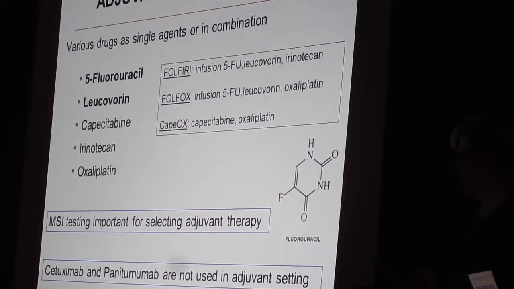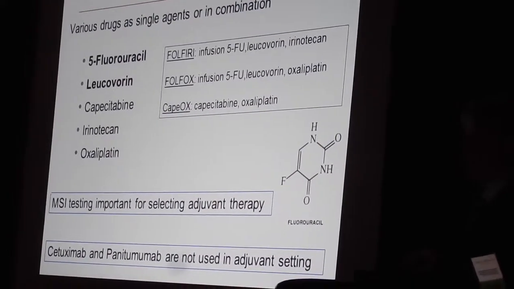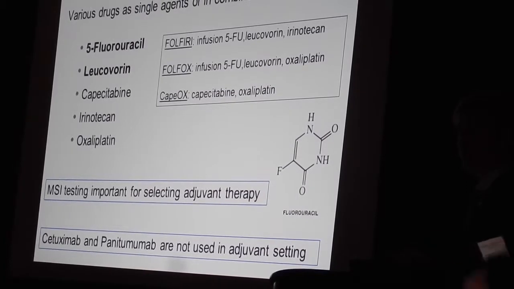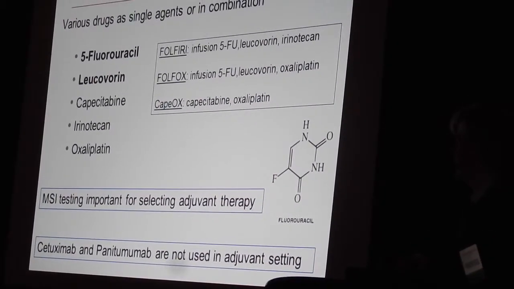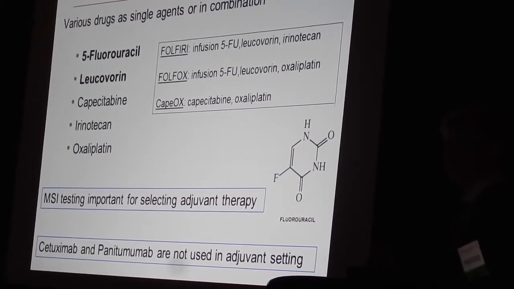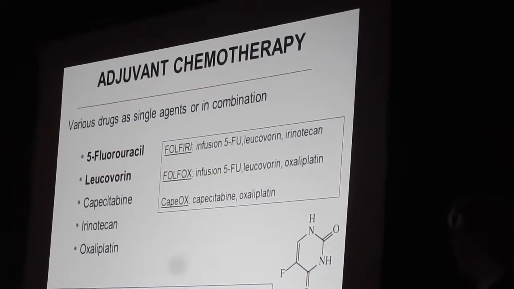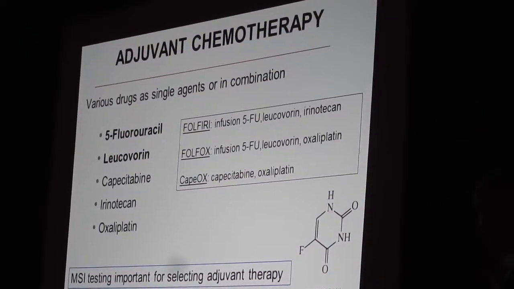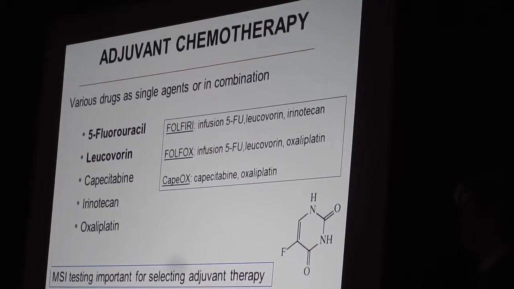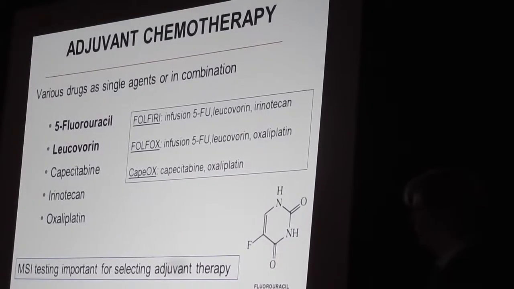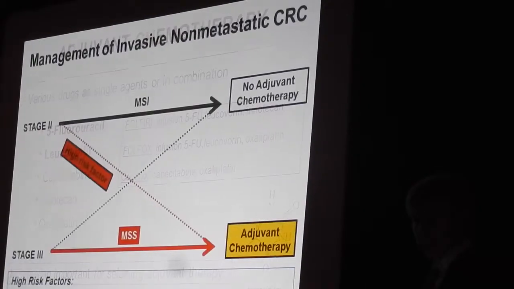And another point to make is that the two targeted therapies in adenocarcinoma of the colon, which are cetuximab and panitumumab, these are monoclonal antibody inhibitors, are not used in the adjuvant setting. These are more used in the metastatic setting. So screening for KRAS mutations to look for resistance to these two drugs really is not indicated for patients who are considering adjuvant chemotherapy, because they're not going to get these drugs at that time.